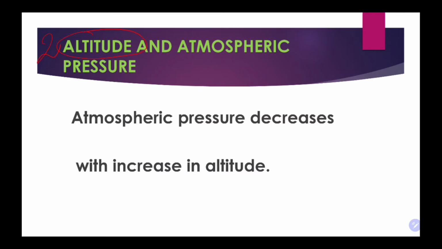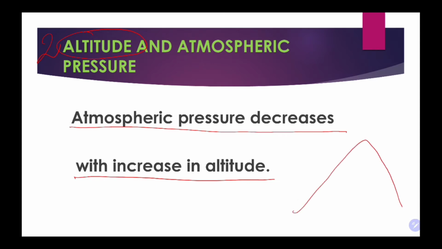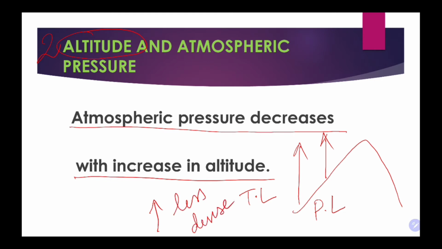Now students, the second factor is altitude. How altitude is related to atmospheric pressure. I have already explained this in the previous topic. Let's discuss once again. Atmospheric pressure decreases with increase in altitude. Children, if this is a mountain, as we move up, temperature will reduce. And also the atmospheric pressure will be low, because as we move up with increase in height, the air becomes less dense, and therefore less dense air exerts less pressure.